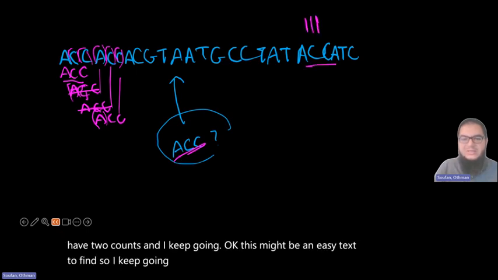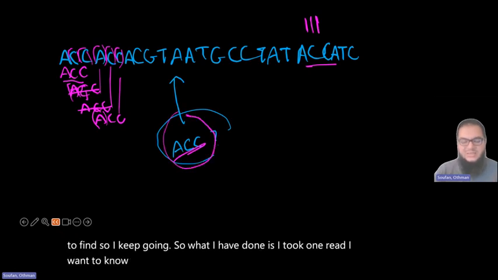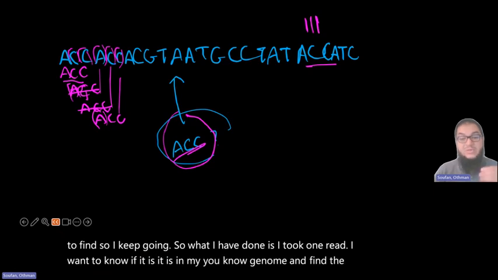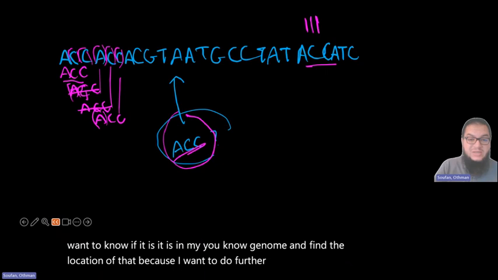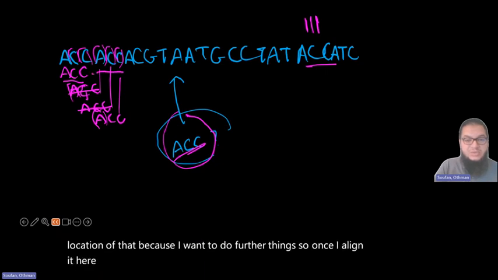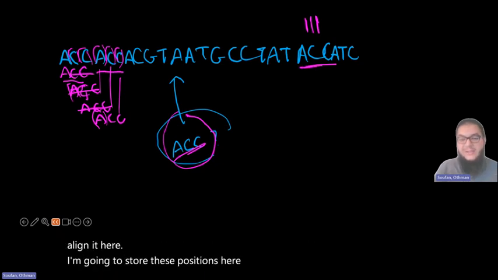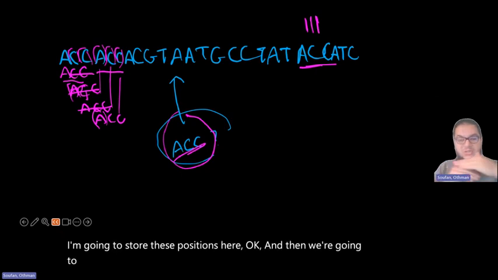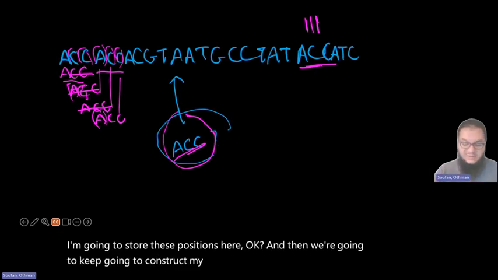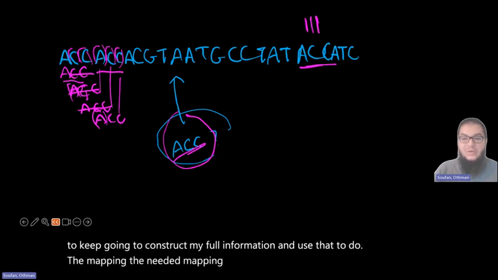So what I have done is I took one read. I want to know if it is in my genome, and find the location of that, because I want to do further things. Once I align it here, I'm going to store these positions, and then I'm going to keep going to construct my full information, and use that to do the needed mapping. And I'm also counting as I go through this.